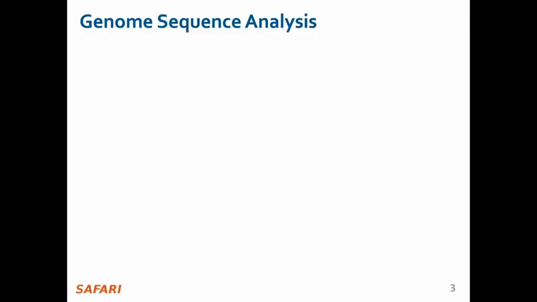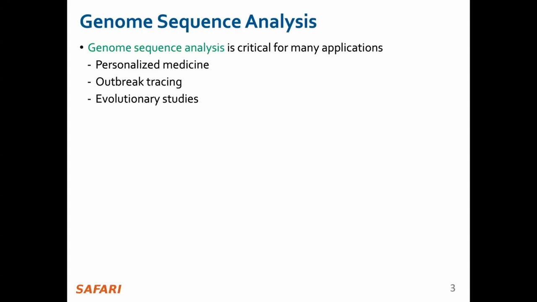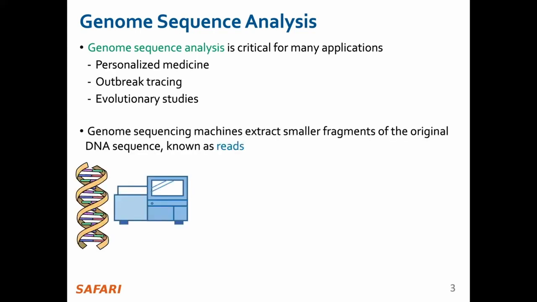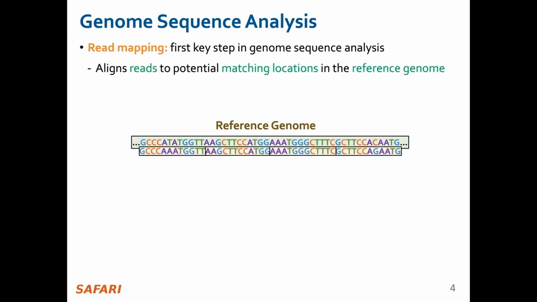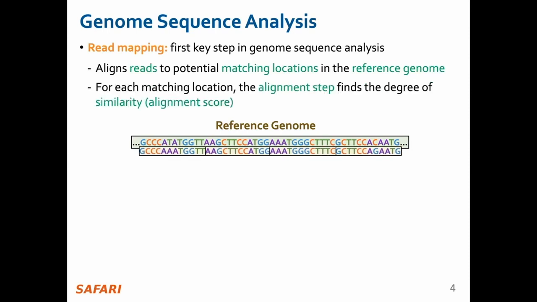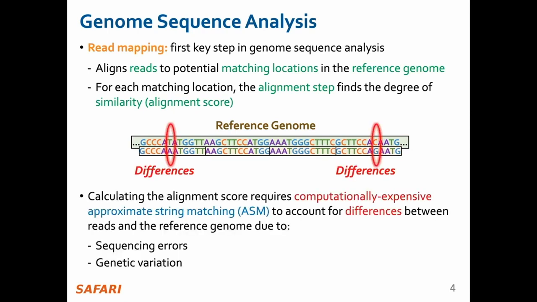Genome sequence analysis, as you by now know, is critical for many applications such as personalized medicine, outbreak tracing, and evolutionary studies. Genome sequencing machines extract smaller fragments of the original DNA sequence known as reads. And as you know, read mapping is the first key step in many genome sequence analysis applications that aligns reads to potential matching locations in the reference genome. For each matching location, using the alignment step, it finds the degree of similarity, or the alignment score, between the reads and the reference genome. Calculating the alignment score requires computationally expensive approximate string matching, or ASM, to account for differences between the reads and the reference genome, which may occur due to sequencing errors and also genetic variation.